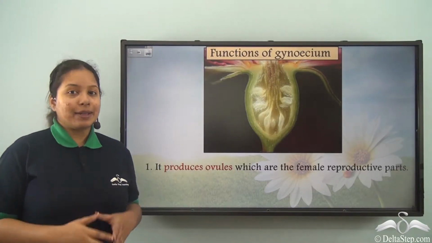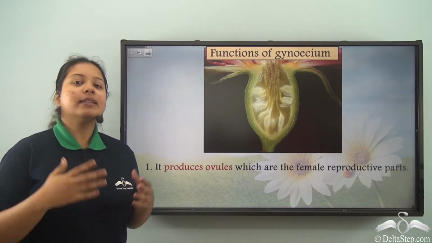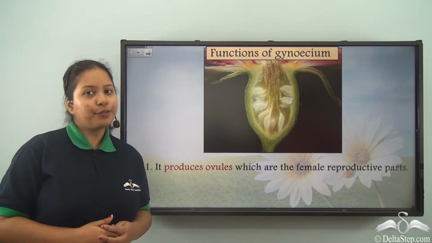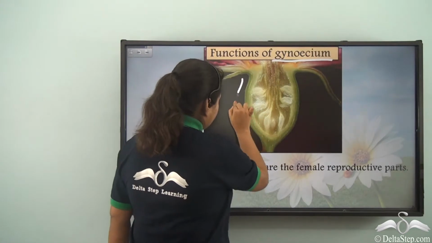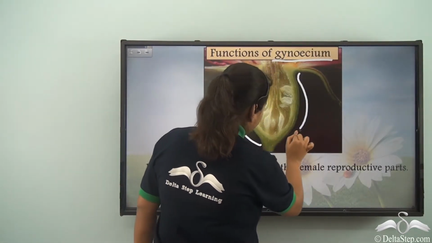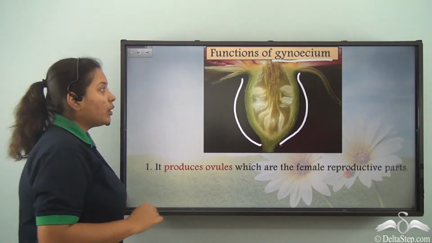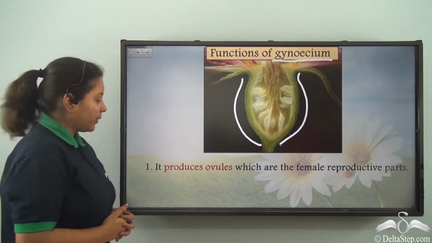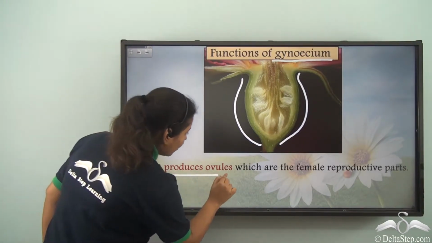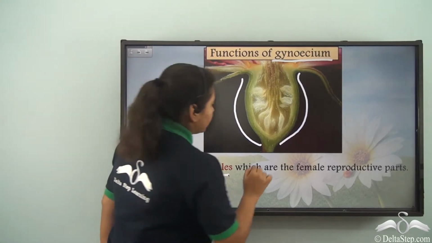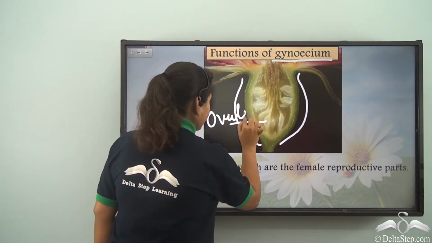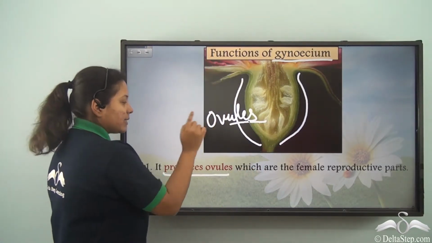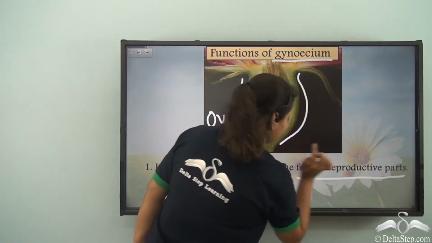Now after androecium, we have got the female reproductive part of a flower, which is known as the gynoecium. See, this is the gynoecium. So, how does it help the flower? Well, it produces ovules. See, these white things are ovules. These are the female reproductive parts.